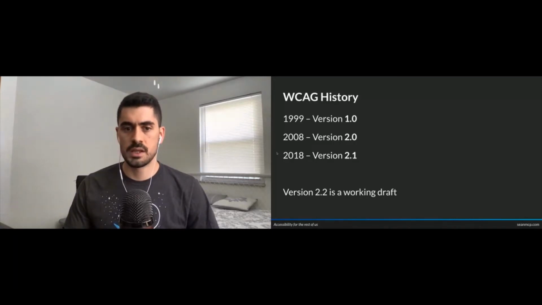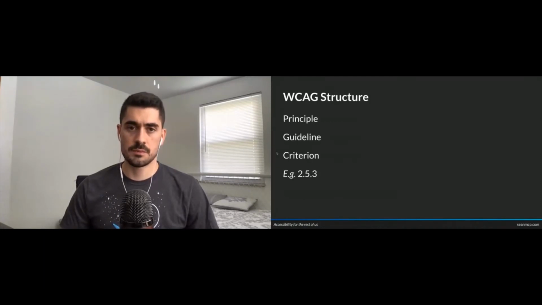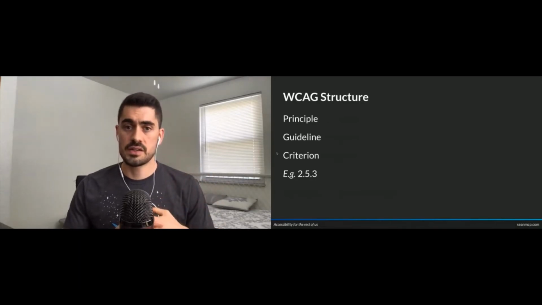2.1. The WCAG takes all of their rules and organizes them by principle, guideline, and criterion, and that goes from most general to most specific. Each standard is named with the following format: principle.guideline.criterion. For example, 2.5.3, principle 2, guideline 5, criterion 3.